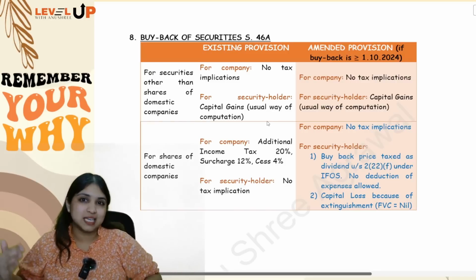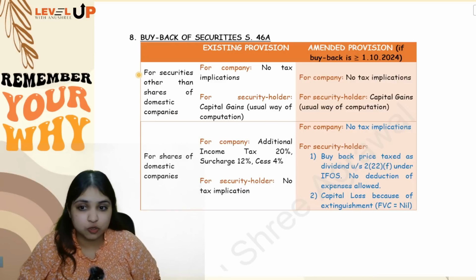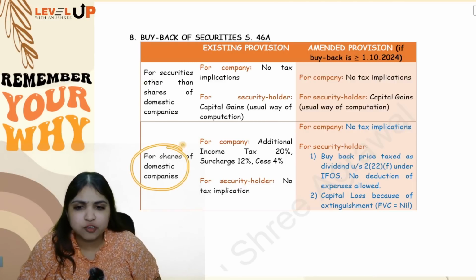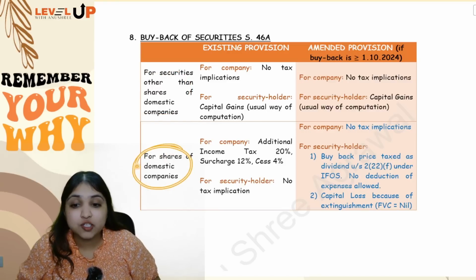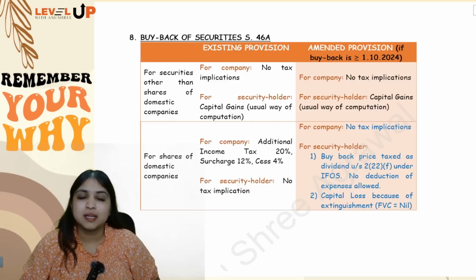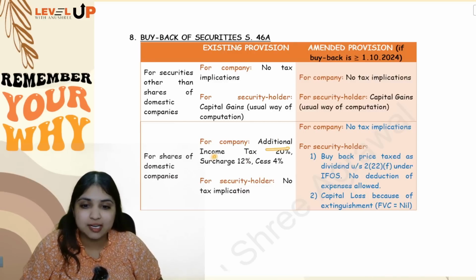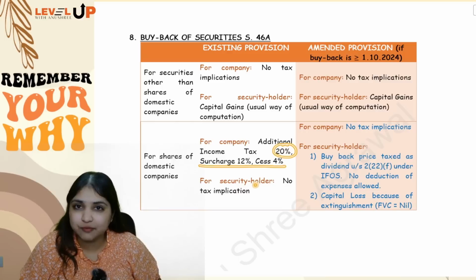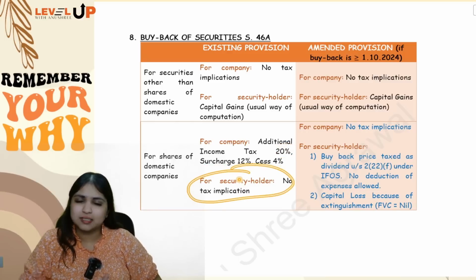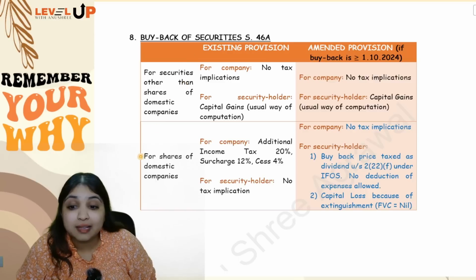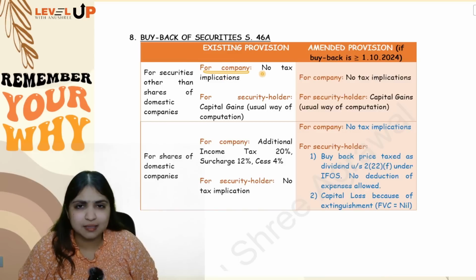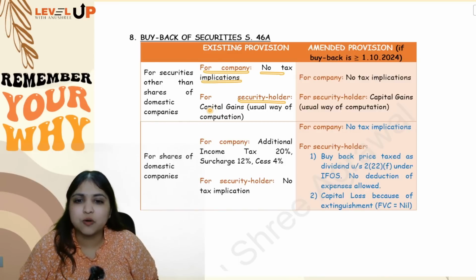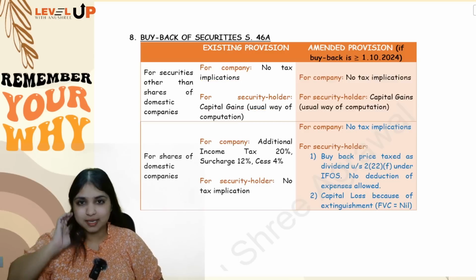See, what was the existing provision? Existing provision also, new provision also, we have two sets of provisions for shares of domestic companies and other securities. The existing provision was, if the shares of domestic companies are being bought back, then the company has to pay additional income tax, which we used to call buyback distribution tax, 20%, surcharge 12% and 4% cess. For the security holder, there was no tax implication. But if other than shares of a domestic company, any other security is being bought back, for the company there was no tax implication. For the security holder there used to be capital gains, normal capital gains computation.